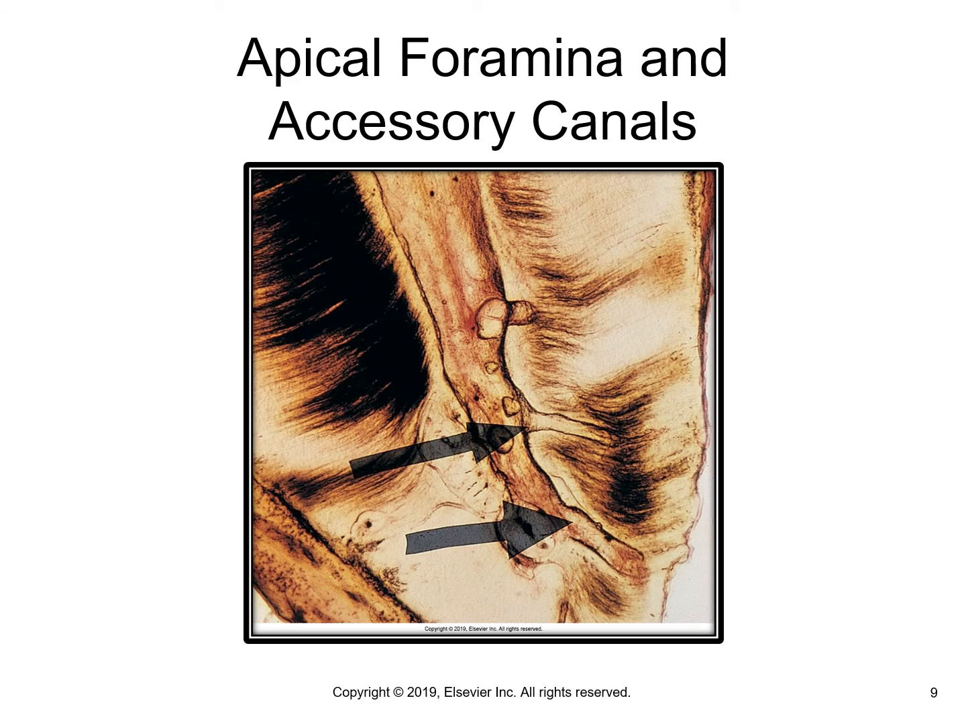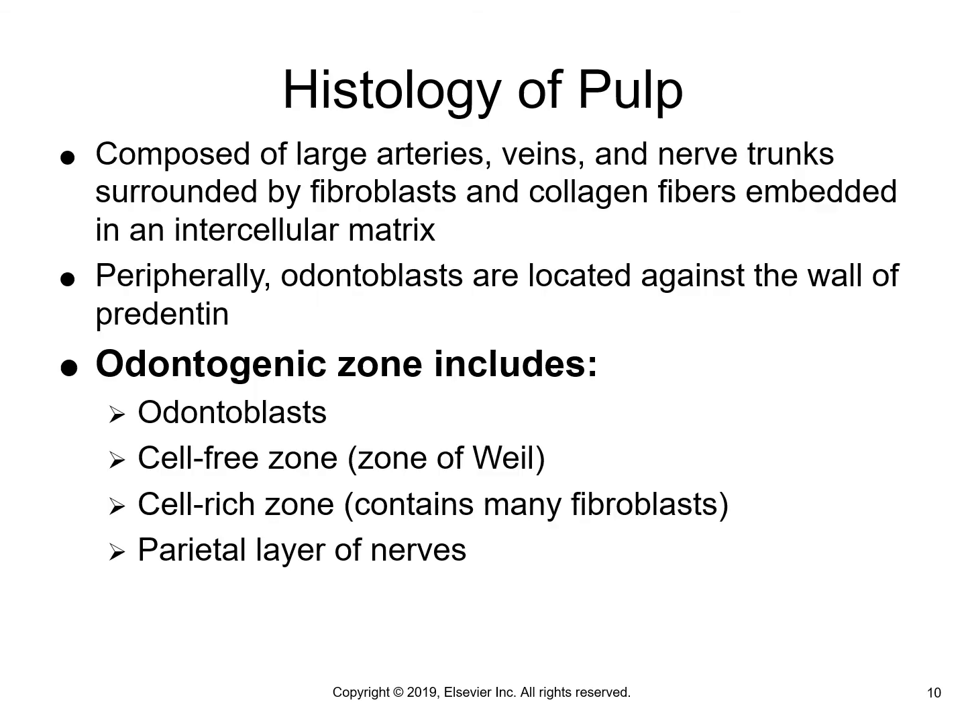If you look at this blown up microscopically, you can see that the arrows are pointing to accessory canals that are coming off of that root pulp chamber. Pulp is composed of large arteries, veins, and nerve trunks that are then surrounded by fibroblasts and collagen fibers that are embedded into that matrix.